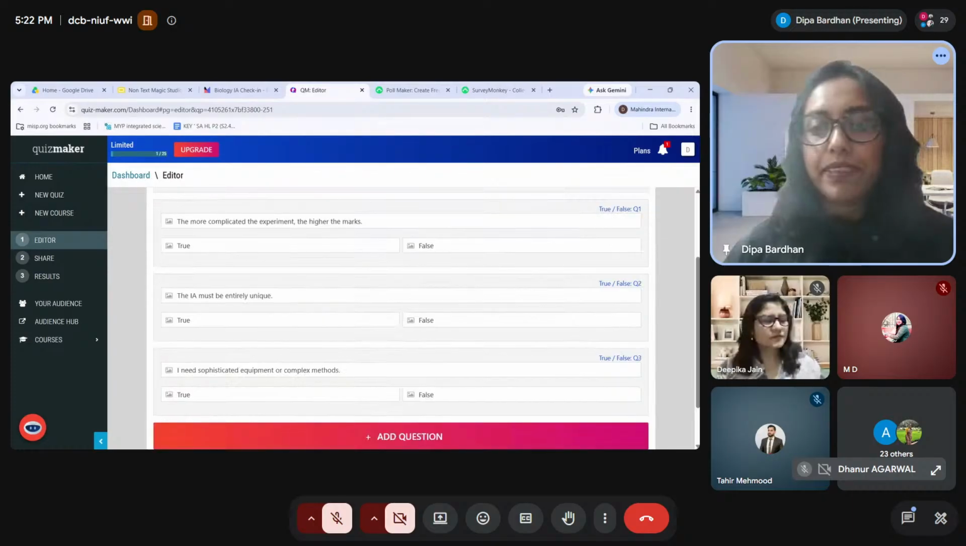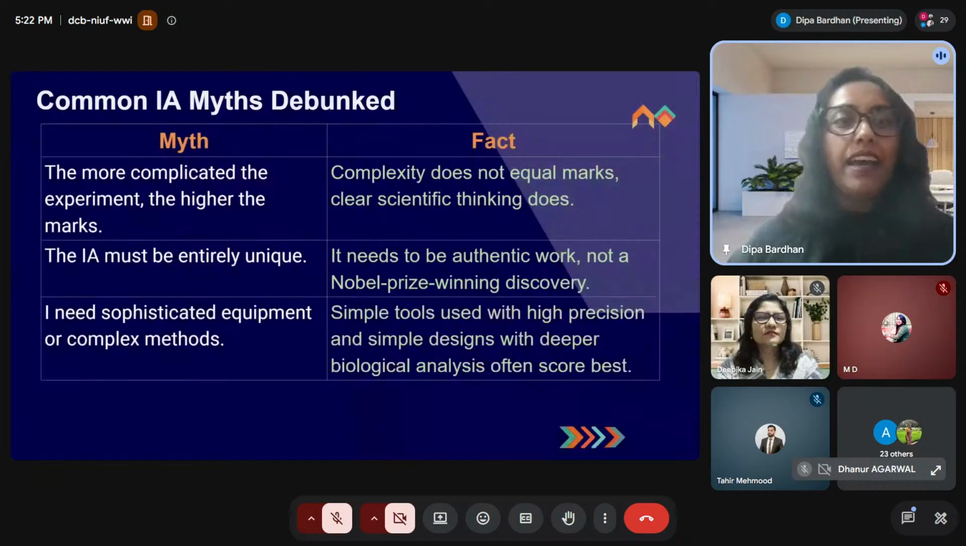Okay, now we will move to debunk these together. Let's check. Yeah, so we are here. The first myth, more complicated experiment, higher marks. Complexity does not equal marks. Clear scientific thinking does. Clarity in your scientific thinking can be very much evident by the analysis you are presenting after you collect the data. The IA must be entirely unique.